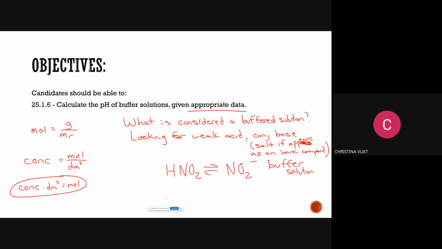The HNO2 will react with what? It will react with strong base or strong alkali to make the other side. And the NO2 minus will react with strong acid to make the other side, according to Le Chatelier's principle. So because of this, the pH doesn't change dramatically, as long as I have both components of the buffer solution. All right, so that's some things going into this lesson that you need to remember.